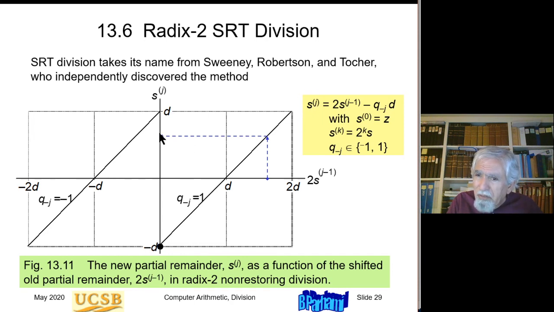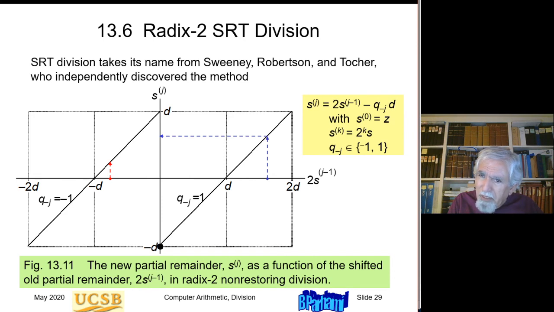Then if I want to continue the division, I double this. So from here, I go to twice that many. I end up here. Then the next quotient digit will be 1. And this will be the new partial remainder. I again double that. The quotient digit will be 1. This time the partial remainder goes negative and so on. If I complete this process to the end of the division, I get what is known as a Robertson diagram.